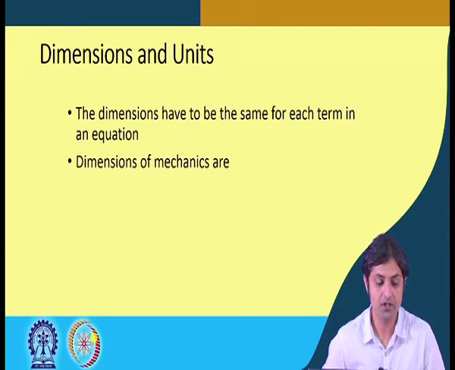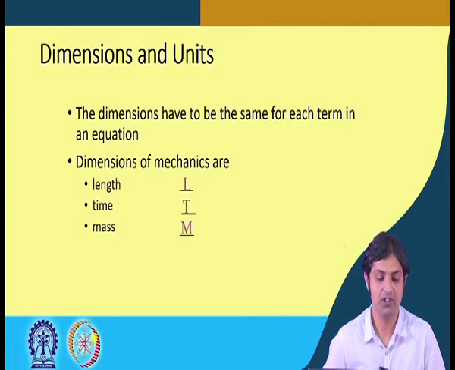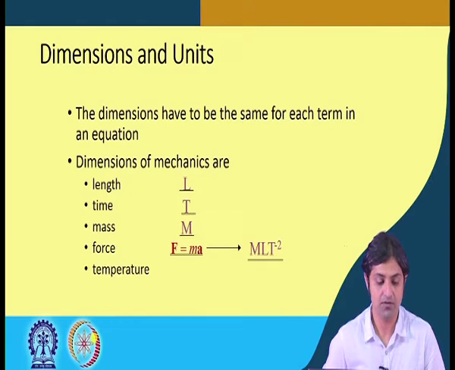Some of the common dimensions of mechanics are length, which is denoted by L, time, which is denoted by T, mass, which is denoted by M. These are the three basic dimensions that we generally consider. Force is given by mass into acceleration, and in terms of dimensions it can be written as MLT minus 2, because mass is M and acceleration is rate of change of velocity, which gives LT minus 2. Temperature is denoted by theta.